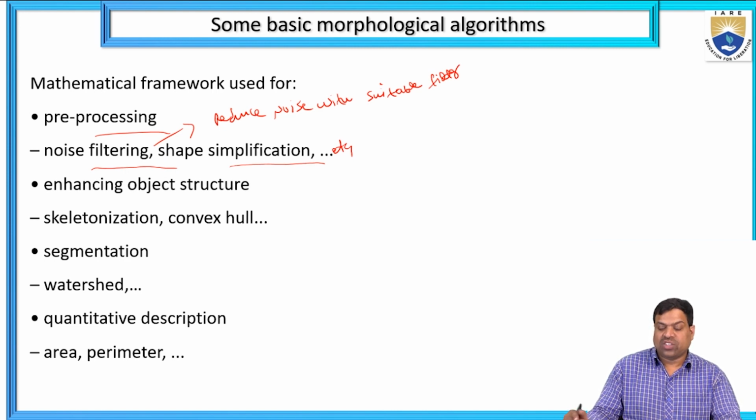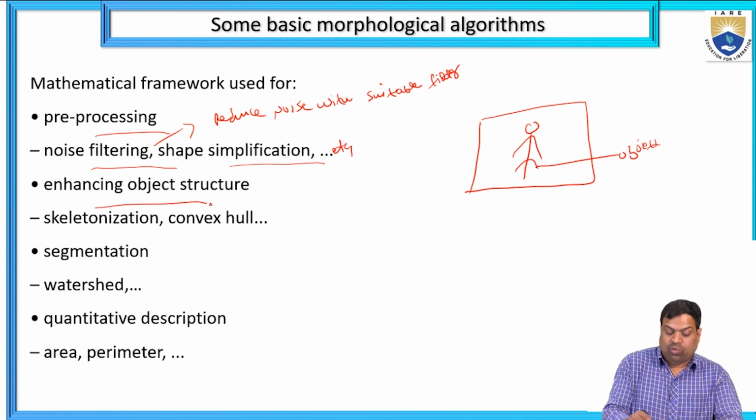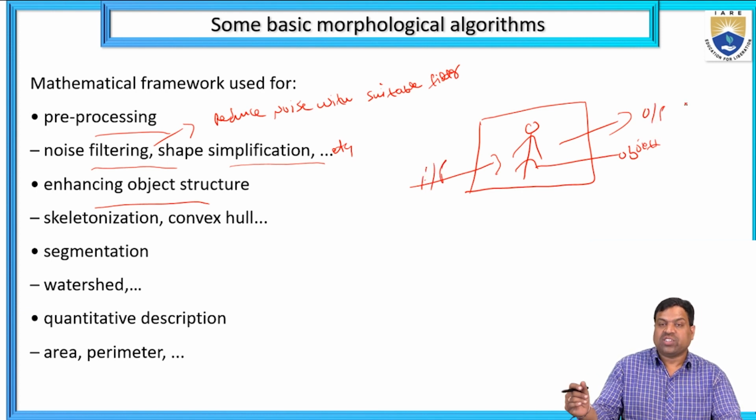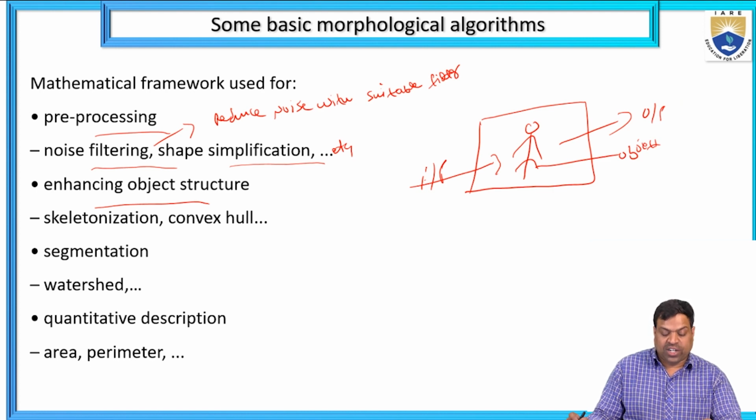Then enhancing object structure. How are we enhancing the object? If I take any object from the image, I am highlighting the object from input to output. What techniques do I apply for enhancing the object? Skeletonization and convex hull are the algorithms or methods for enhancing the object structure.